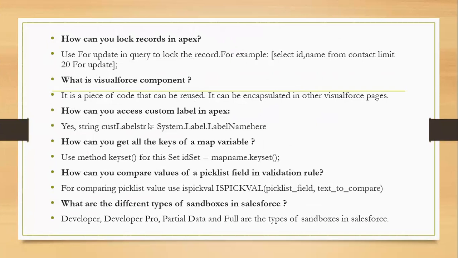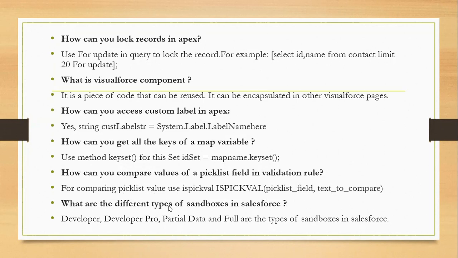Next question: how can you access the custom label in the Apex? Use String.valueOf with System.Label and the label name. Yes. Next question: how can you get all the keys of the map variable? Use the keySet method. The return type is a set of IDs. Next question: how can you compare the value of the picklist with the value in validation rules? For comparing the picklist value, use the ISPICKVAL function.